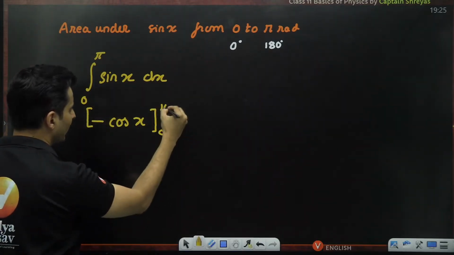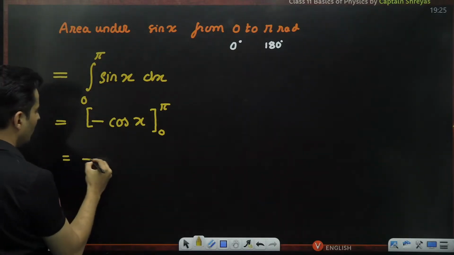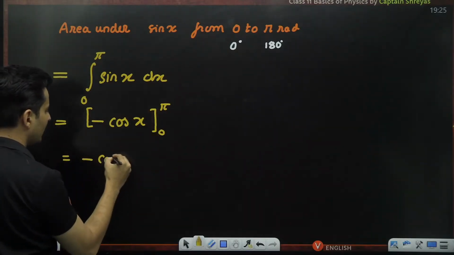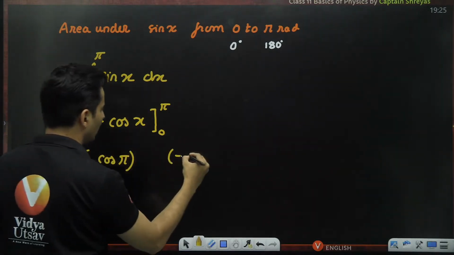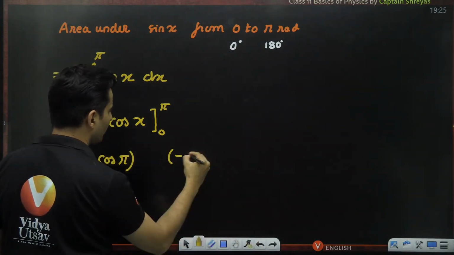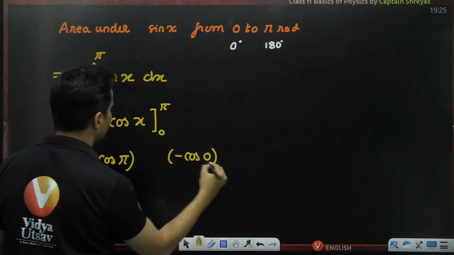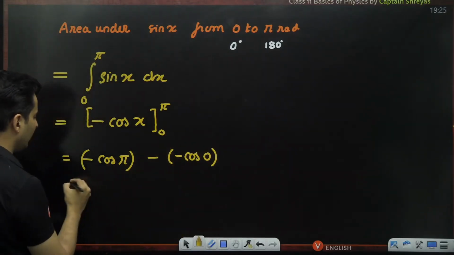This is lower, this is upper. Now, let's put the upper limit first instead of x, so it will become minus cos pi. Then let's put the lower limit, which is 0, so minus cos 0, and eventually subtract them.